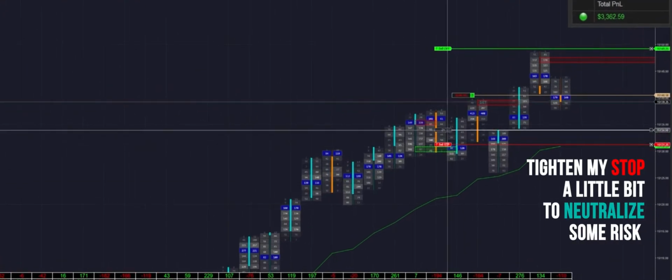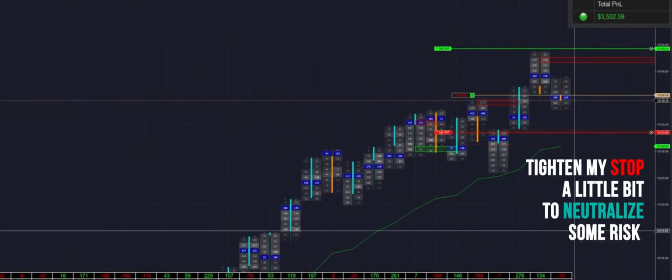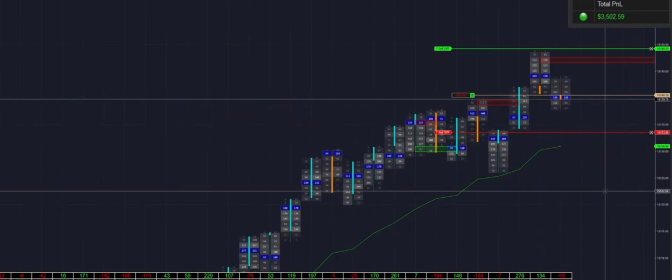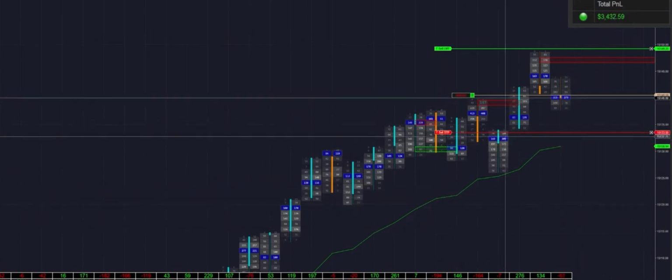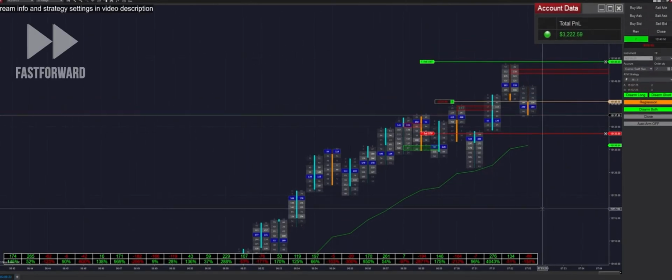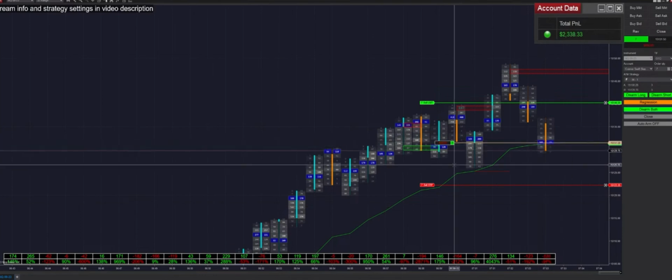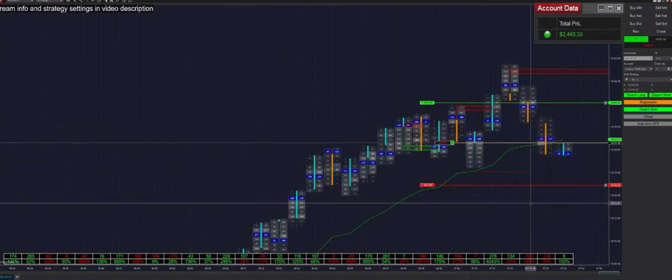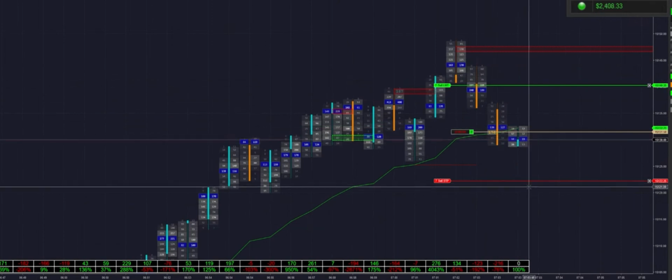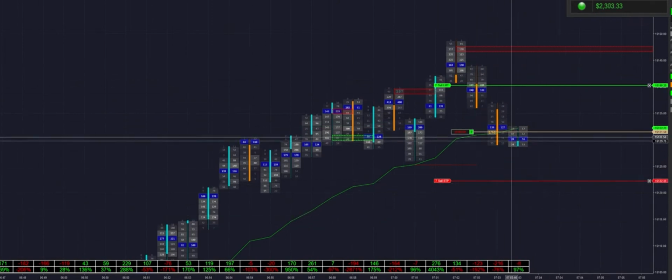I'm going to tighten my stop just a little bit to try and neutralize some risk here, because if it gets all the way down to that point, I think that's the point of no return for this strong breakout. Fortunately there, we actually got stopped out of that trade. Immediately, we do actually get put into another long trade, which is pretty interesting. However, it is inside of the range, so I'm liking what we're seeing in regards to where our entry is.